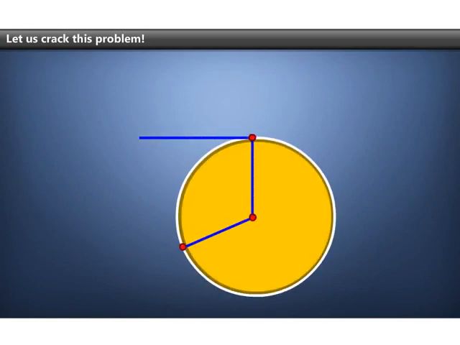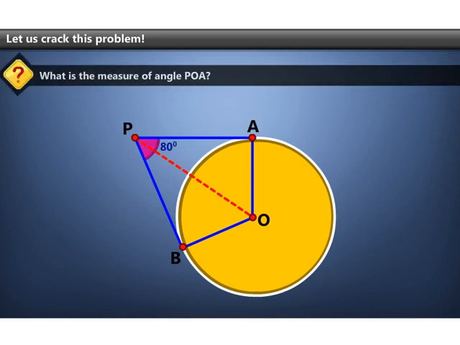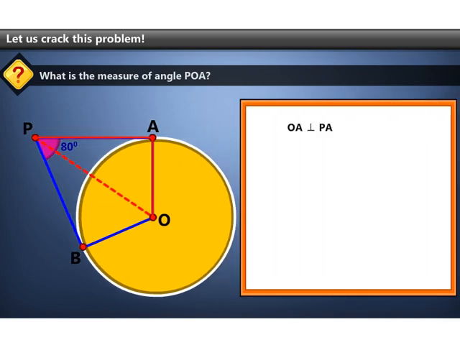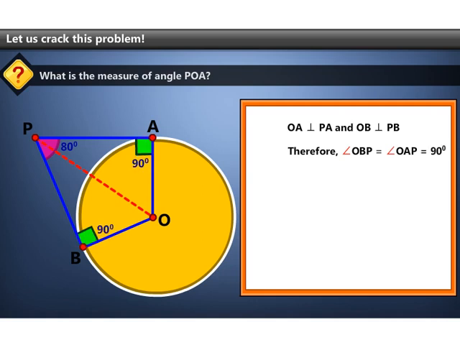If tangents PA and PB from a point P to a circle with center O are inclined to each other at an angle of 80 degrees, then how do you find the measure of angle POA? A tangent to a circle is perpendicular to the radius through the point of contact. OA is perpendicular to PA and OB is perpendicular to PB. Therefore, angle OBP is equal to angle OAP is equal to 90 degrees.